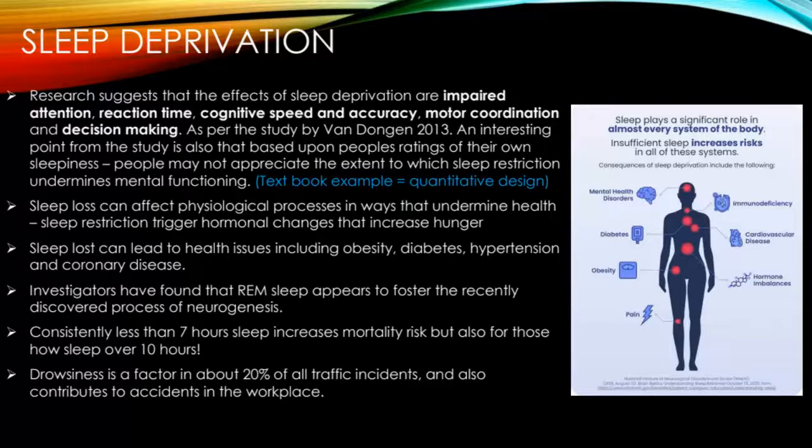Consistently less than 7 hours of sleep increases mortality risk. Okay, so it's really important to understand that sleep has an impact on our life expectancy. But as much as we can undersleep, if that's a word, we can also oversleep. So if we sleep for more than 10 hours a day, it can also have an impact on our mortality rate. So getting the right amount of sleep is really important from a physiological and cognitive function and psychological point of view.